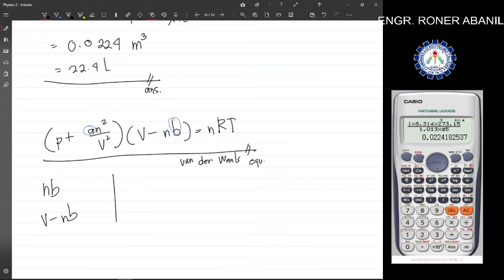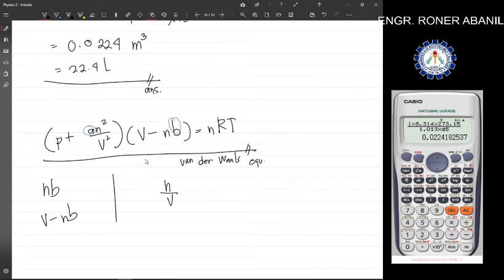So, when n over V is small, ito yung tinatawag natin na dilute, when the gas is dilute. Okay? So, the average distance between the molecules is large kasi nga na-dilute siya. So, the corrections in the van der Waals equation become insignificant, no? So, ito nga yung equation na to, marireduce to the ideal gas equation na PV equals nRT.